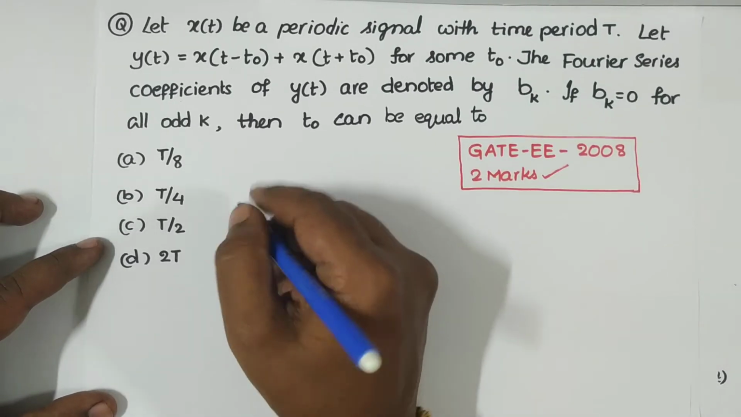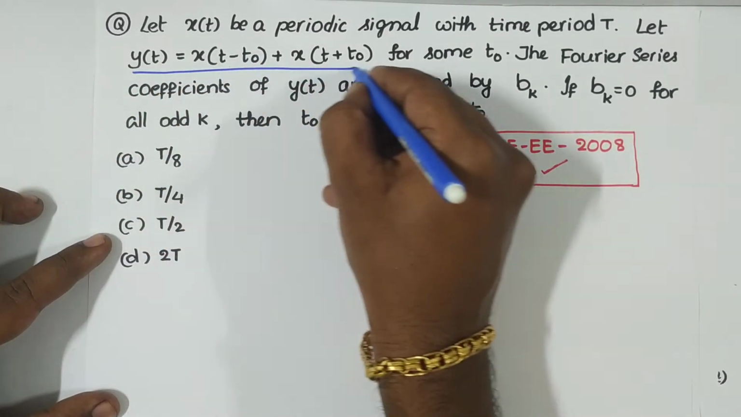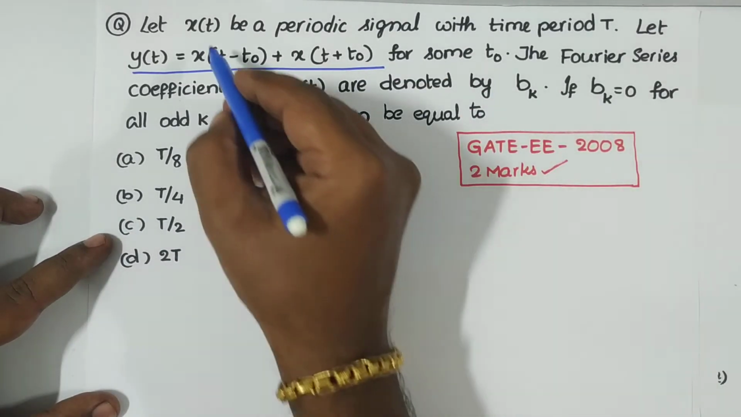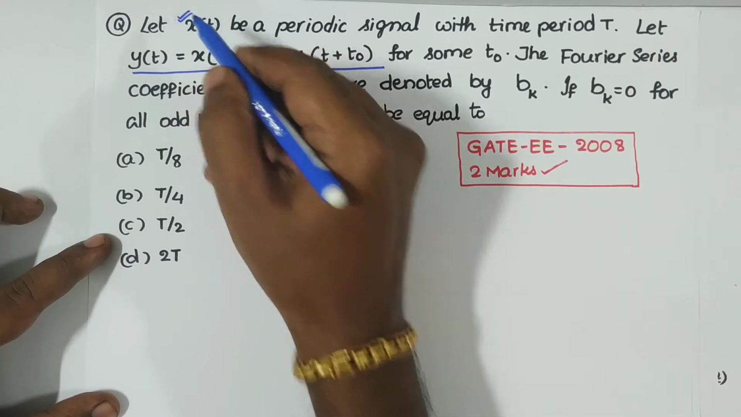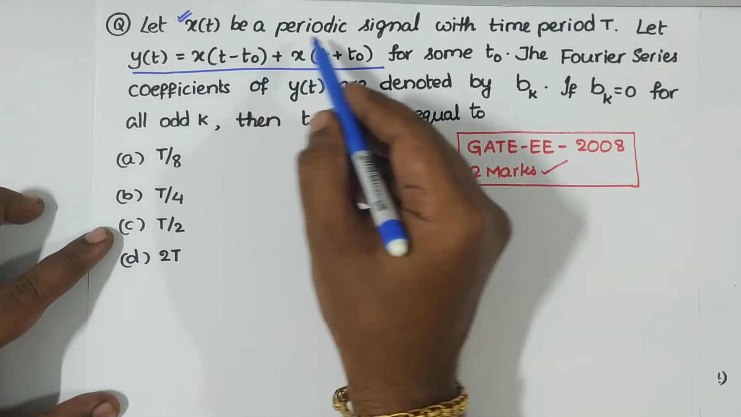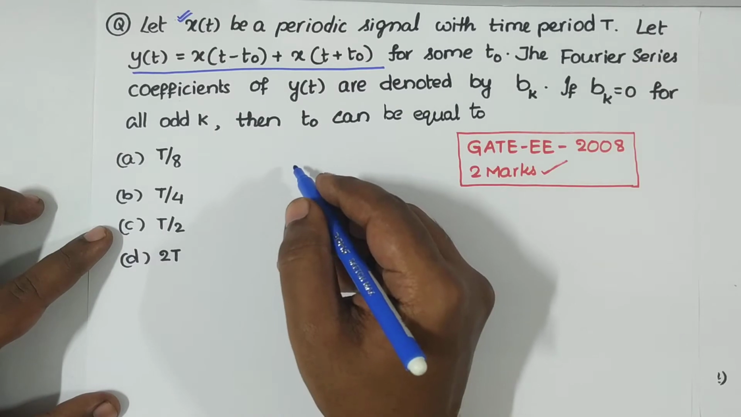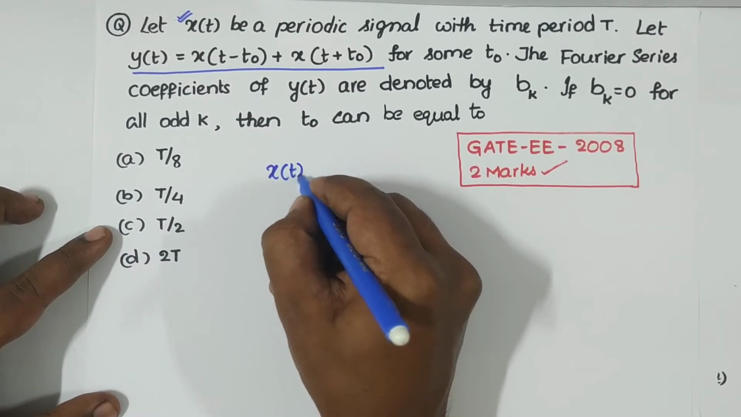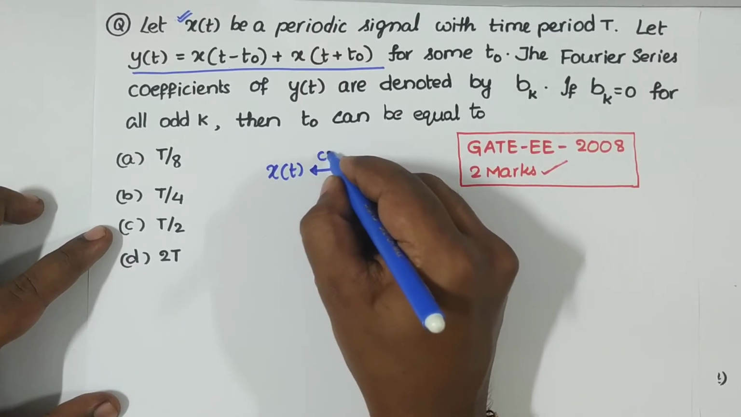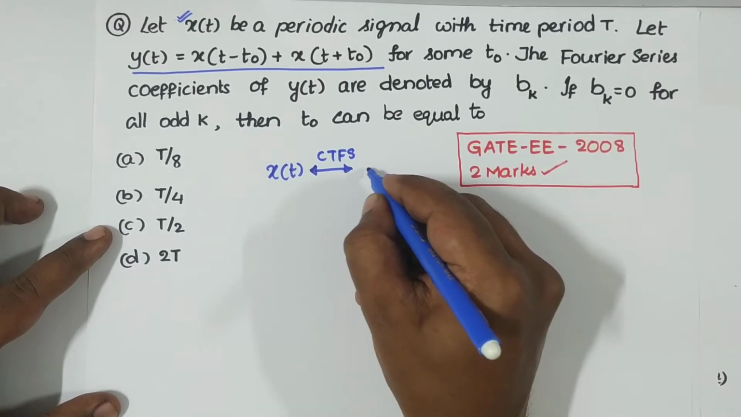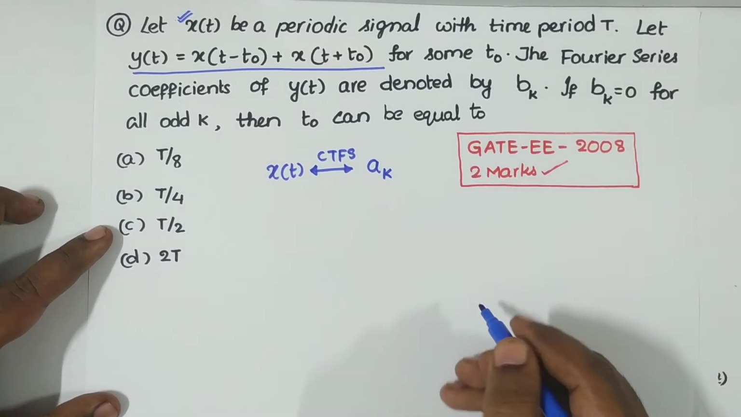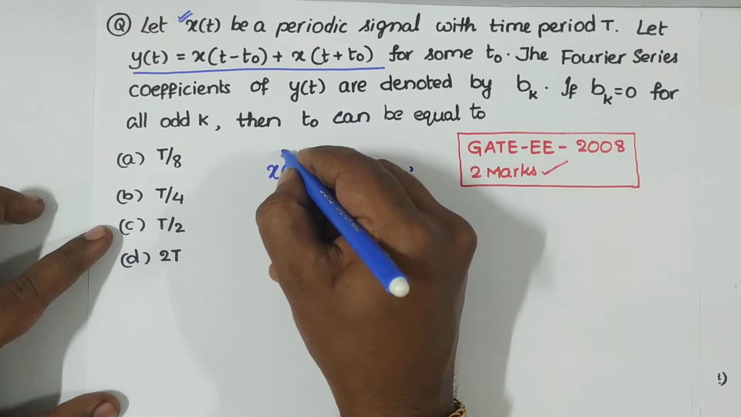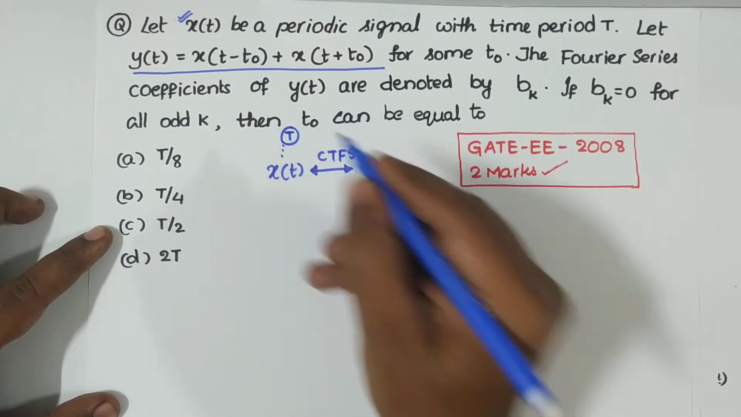Okay, so anyways, let us accept the given y of t like this. Before we accept y of t, we have to first of all accept this. Let x of t be a periodic signal with time period capital T. Let us take x of t as this. Now its continuous time Fourier series, let its continuous time Fourier series be a sub k. Of course you have this x of t, and this fellow is periodic with some period capital T.